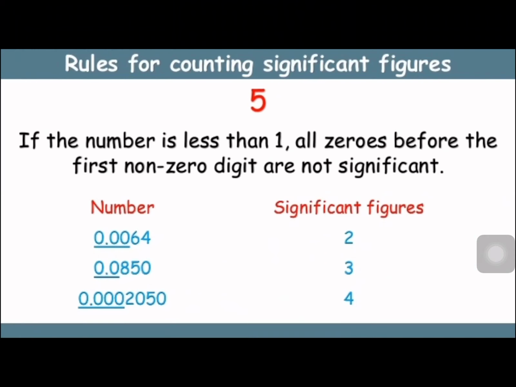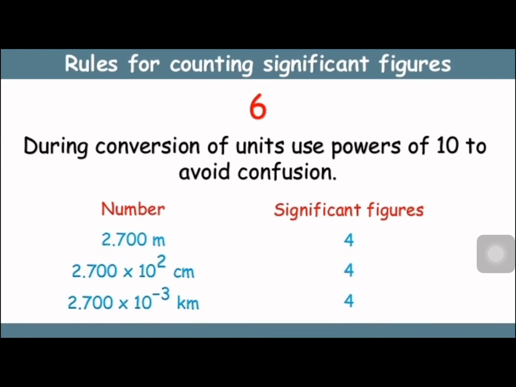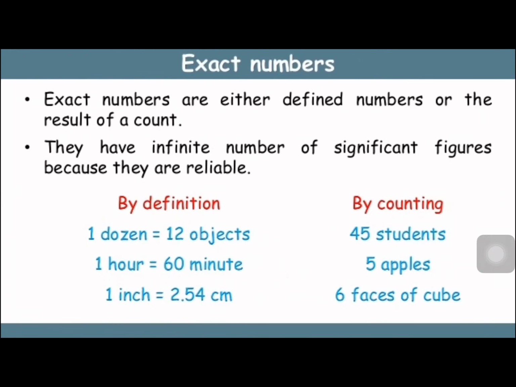And finally, the fifth rule. If the number is less than 1, all zeros before the first non-zero digit are not significant. That is 0.0064, where the two zeros after the point are not countable. So only 64 is counted, which is 2 significant figures. Sixth one: during conversion of units, use powers of 10 to avoid confusion. So 2.70 has only 3 significant figures.